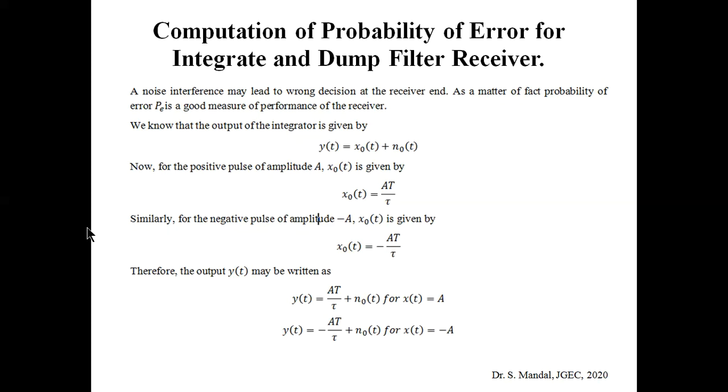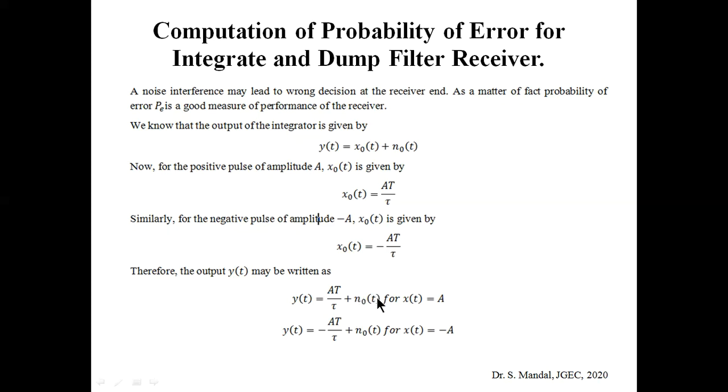Again, if we consider the first case, for positive x, for x(t) equal to plus A, this is the equation: y(t) equal to AT by tau plus n naught t. So it is expected that the polarity of y(t) should be positive in that case. But what will happen if the value of n naught t is less than minus AT by tau?